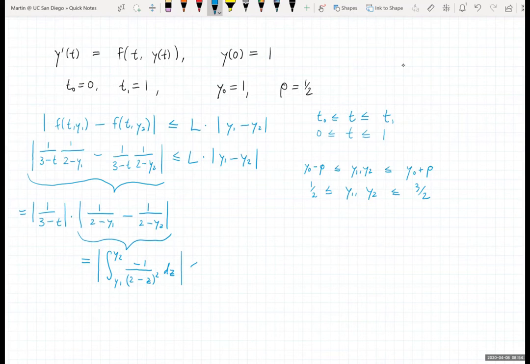Okay, and that term can be bounded from above by the following, namely the maximum of z between 1/2 and 3 over 2 of the absolute value of 2 minus z to the minus 2, times the distance y1 minus y2. Okay, let's put this all together.